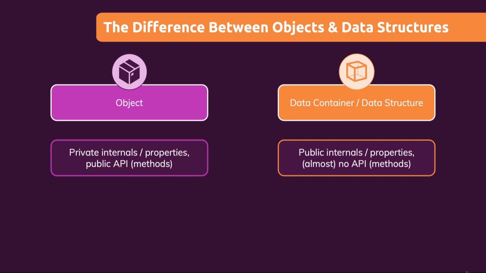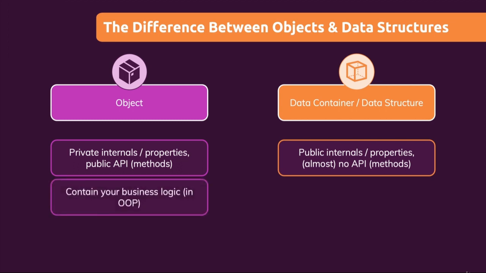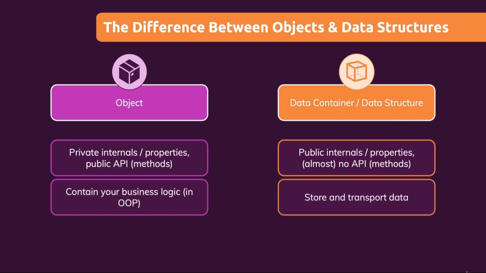Therefore, real objects matter a lot if you're following an object-oriented programming style, and even if you don't, some real objects could be helpful for encapsulating and grouping logic together, and they contain your core business logic. On the other hand, data containers are really just that. These are objects which are just used to store and transport data.